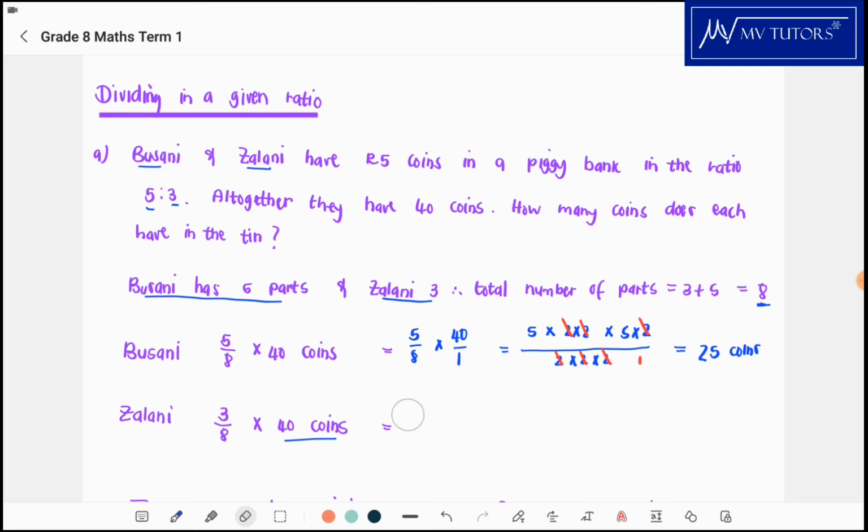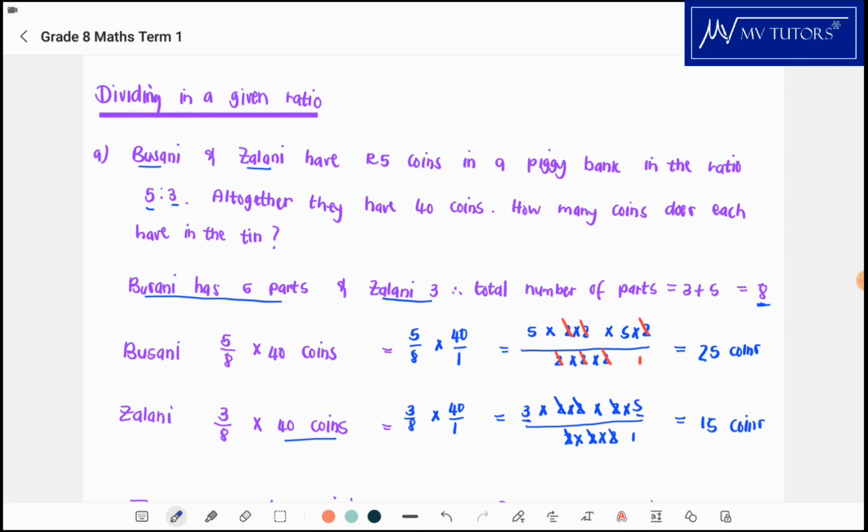So now we have 3 over 8 for Zalani multiplied by the 40 coins. Okay, 3 is already a prime number, so I'm just going to say 3. And remember, 40 is 4 times 10, 4 is 2 times 2, and 10 is 2 times 5. And in the denominator, we have 8, which is 2 times 2 times 2. So let's cancel out. 2 divided by 2 is 1, 2 divided by 2 is 1, 2 divided by 2 is 1. So I'm left with 1 in the denominator. And anything divided by 1 becomes itself. Then I'm left with 3 times 5, which is what? 15 coins.